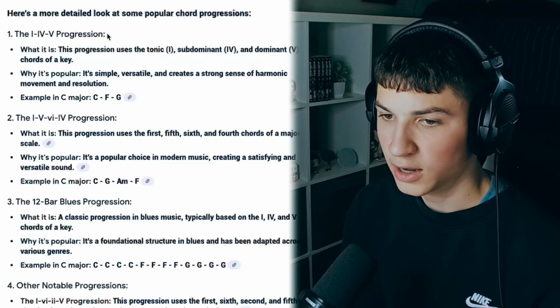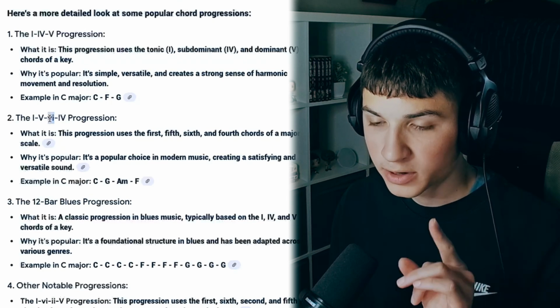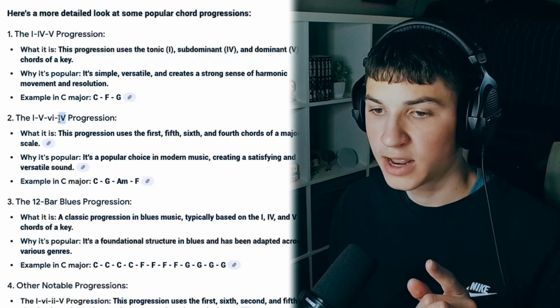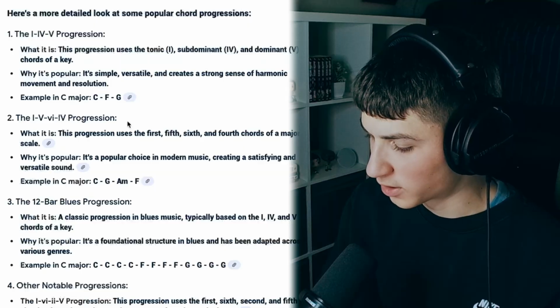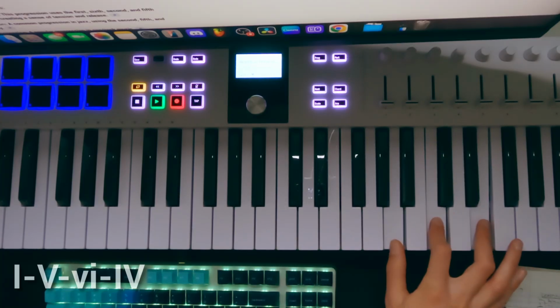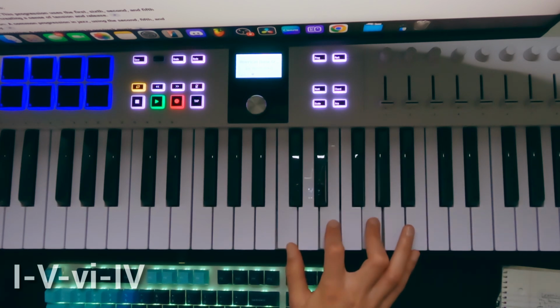Okay, nice. The 1, 5, 6, 4. And one thing to note is that when you see them lowercase, it means they are a minor chord. And when you see them uppercase, it means they are a major chord. That's just something to know. So the 1, 5, 6, 4, let's try it. Again.